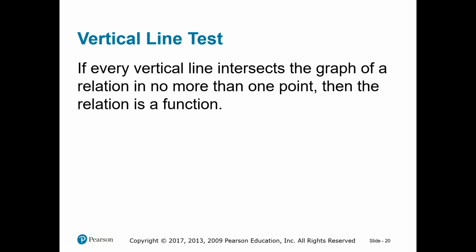Okay. Now the vertical line test. If every vertical line intersects the graph of a relation in no more than one point, then the relation is a function. If a vertical line intersects the graph of a relation exactly once, then the relation is a function.